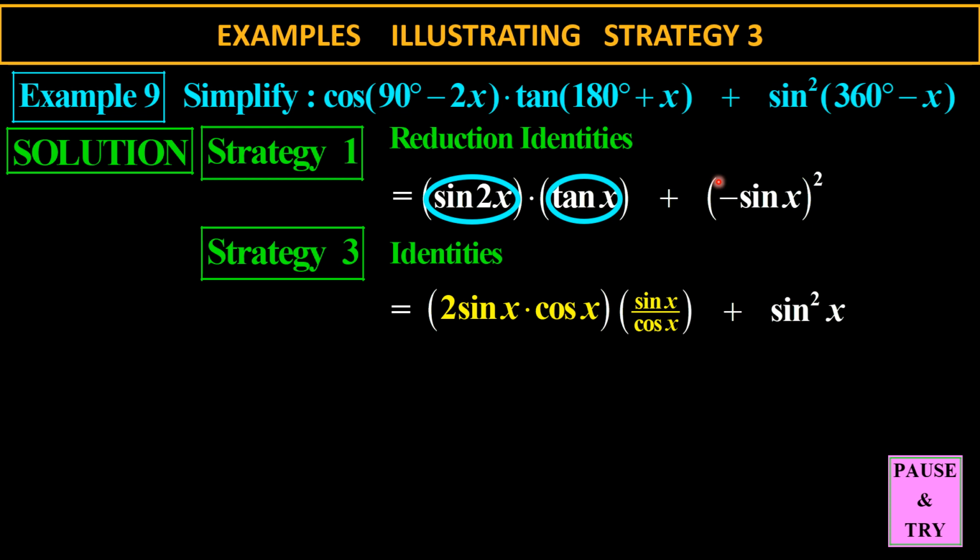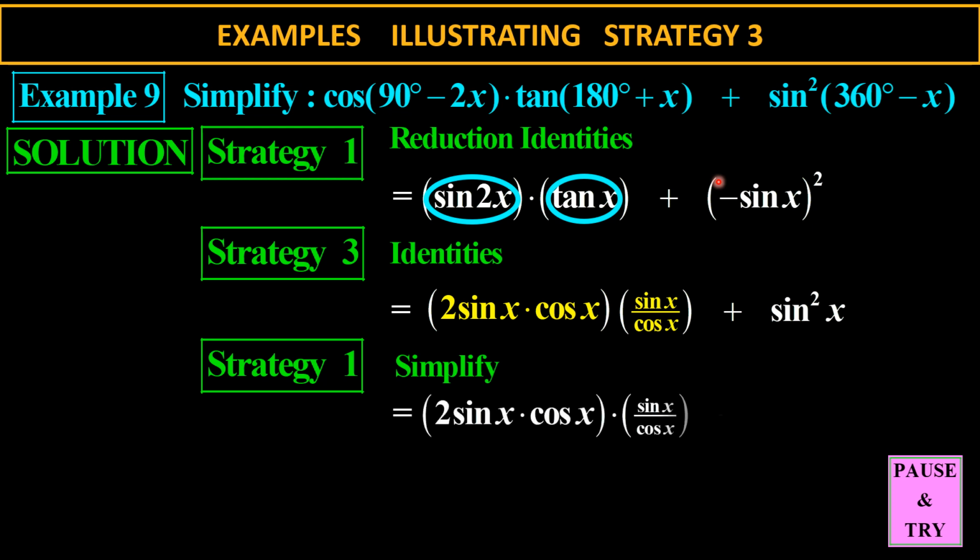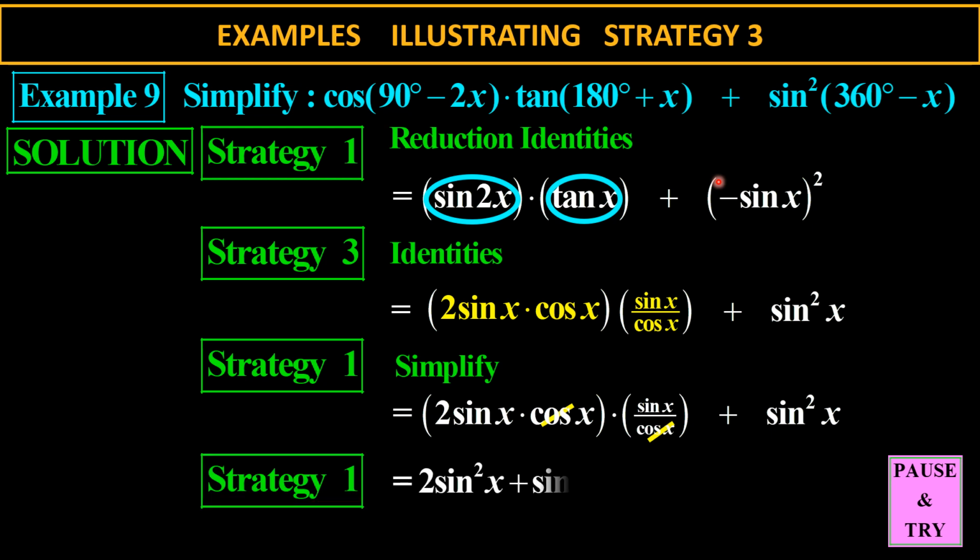Once I have that, I go back again. Can I simplify? Yes, I can simplify by cancelling out the cosines. That gives me 2 sine squared x plus sine squared x. Sine x times sine x is sine squared. Again, I try to simplify, and that gives me 3 sine squared x. There we've simplified that expression.